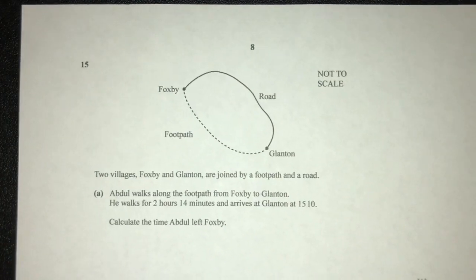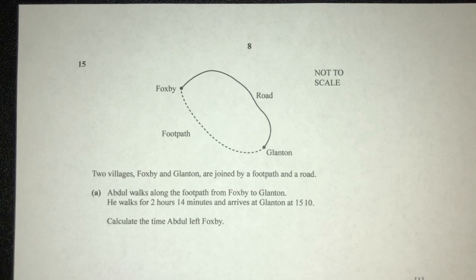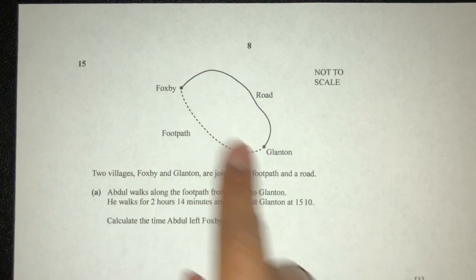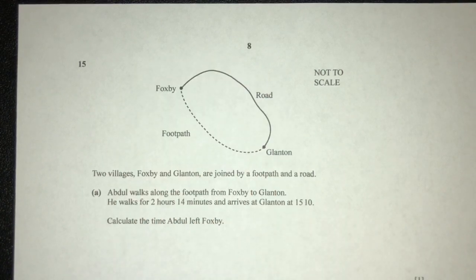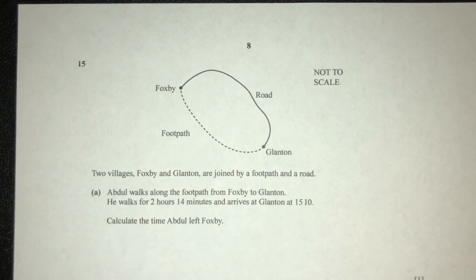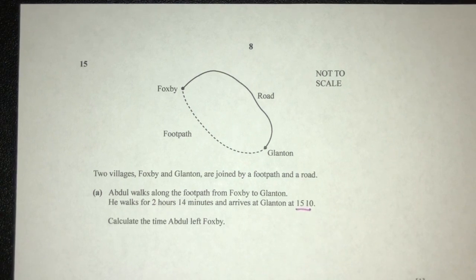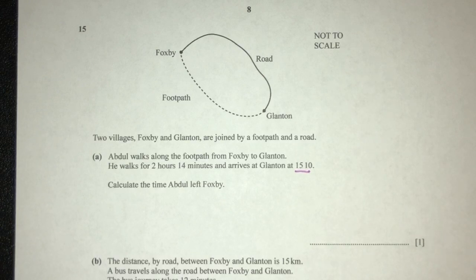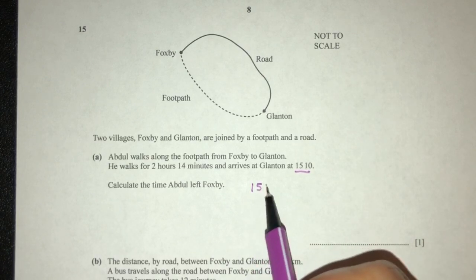Now let's move on to question number 15. Two villages, Foxby and Glenton, are joined by a footpath and a road. So we have Foxby here, Glenton, and we have a footpath and a road. Now, Abdul walks along the footpath from Foxby to Glenton. That's the route taken by Abdul. He walks for 2 hours and 40 minutes and arrives at Glenton at this time. Pretty easy. At what time does he leave Foxby? That will be 15:10.